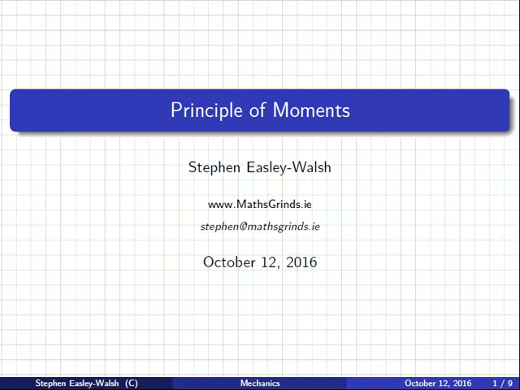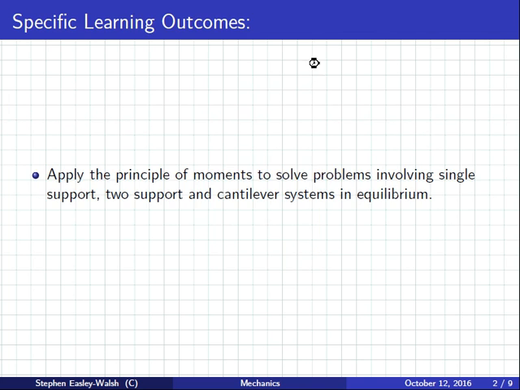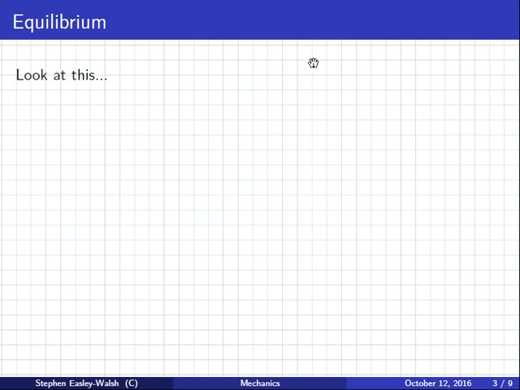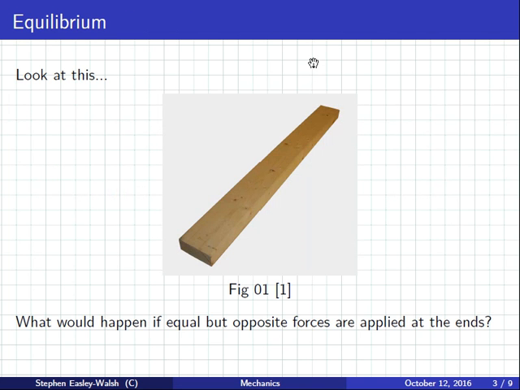Got this? Okay, so we're continuing from the center of gravity idea that we were looking at. So have a look at this. What would happen if equal but opposite forces are applied at the ends? So in other words, tell me what would happen if there's a force going up here and a force going down here. What would happen? It would turn, wouldn't it?